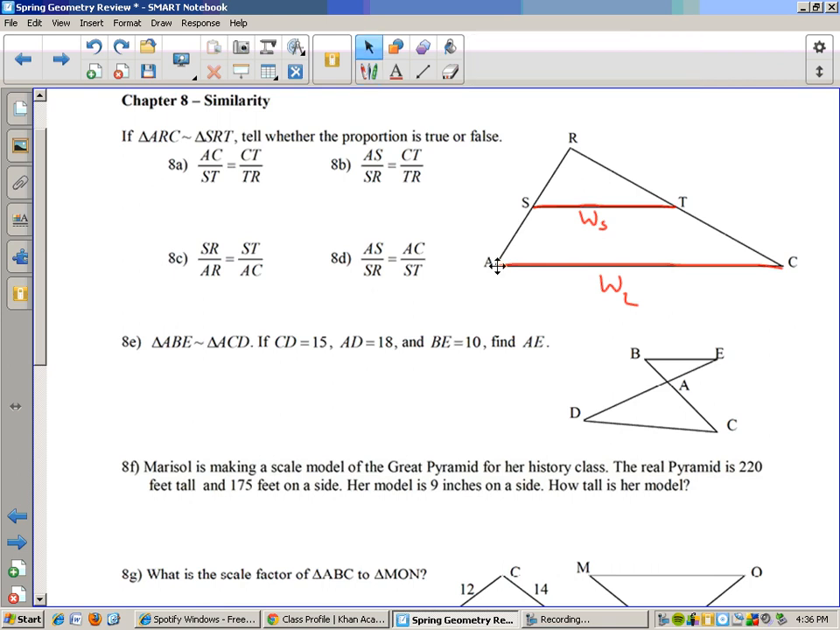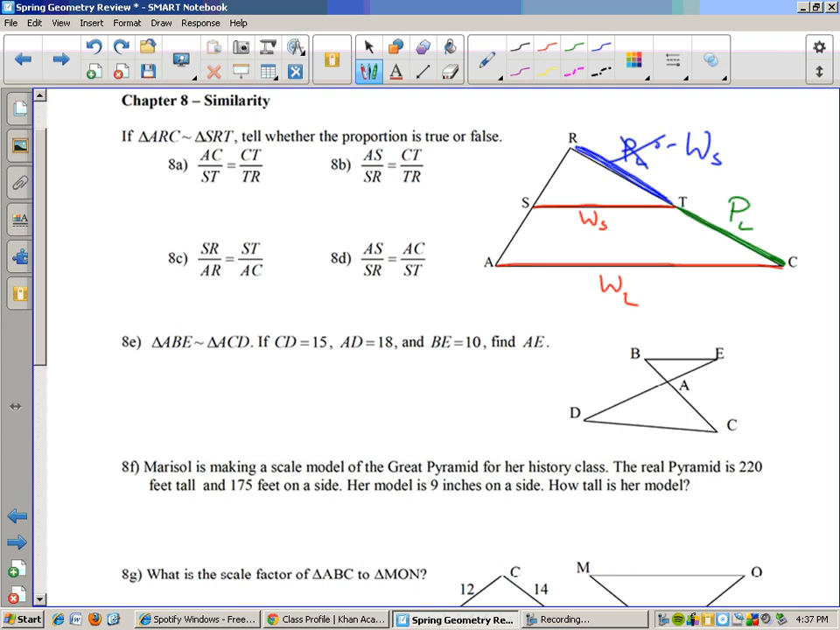So CT is only part of a side. It's not the full side of any triangle. It's part of a side in the large triangle. And TR, let me do a different color here. You could say it's part of a side in the large triangle, or you could say it's the whole side in the small triangle. That's probably the better way. Part of a side of the long triangle works, but we'd rather do the whole side of the small triangle. Either way, we can set this up.